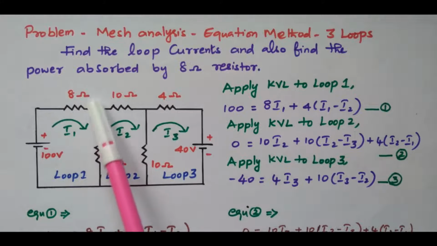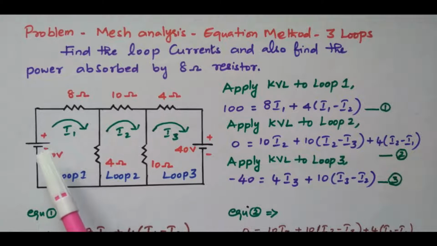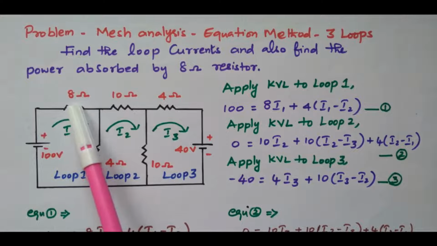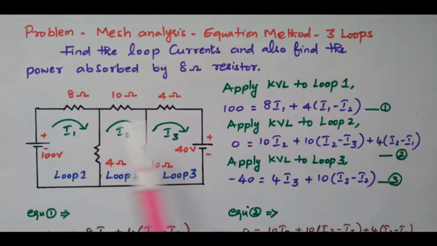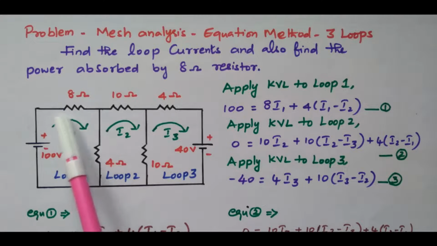What is the voltage drop across this 8 ohm? V equal to I into R. What is I? I1 is flowing through the 8 ohm. So 8 into I1 is the voltage drop. In the 8 ohm only I1 is flowing, so 8 into I1 will give the potential drop.